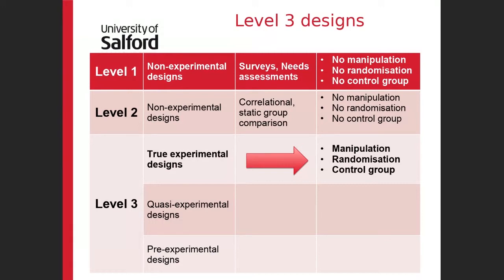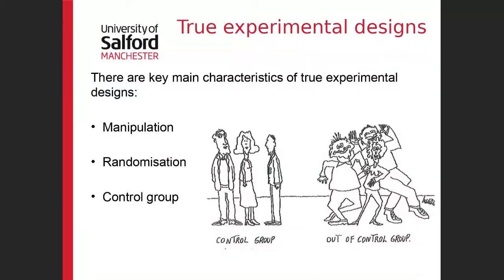And there's three types of these level 3 designs. One's true experimental, quasi-experimental, and pre-experimental designs. And I'm going to talk through each of those in turn. But before I do that, it's important to understand exactly what we mean by manipulation, randomization, and the use of a control group.